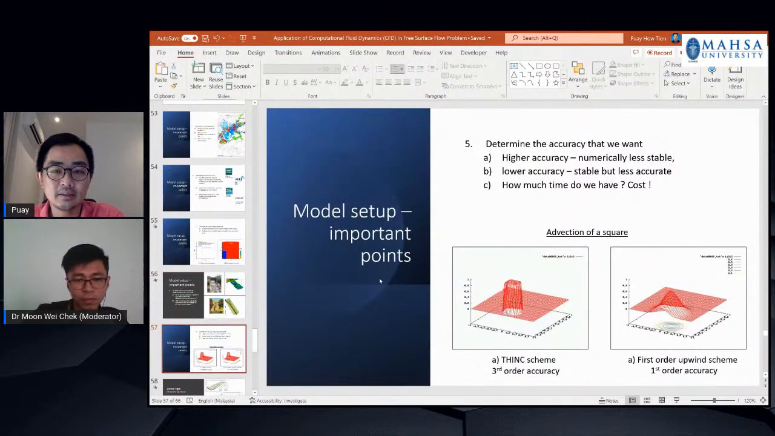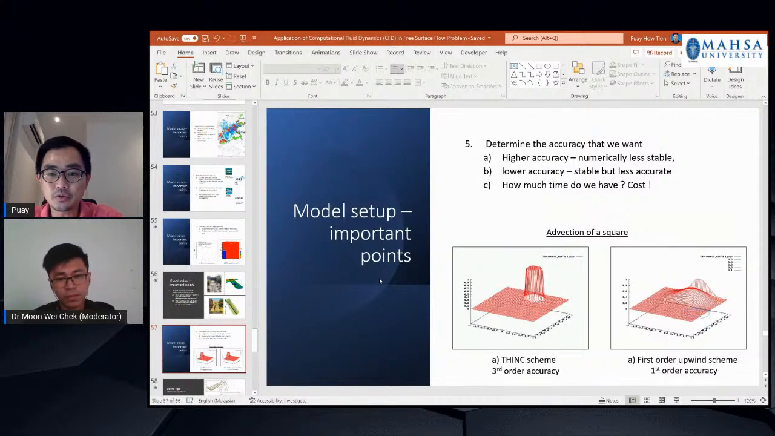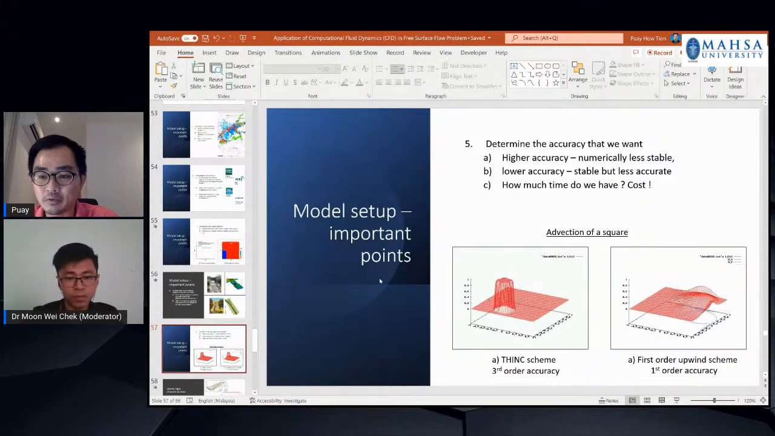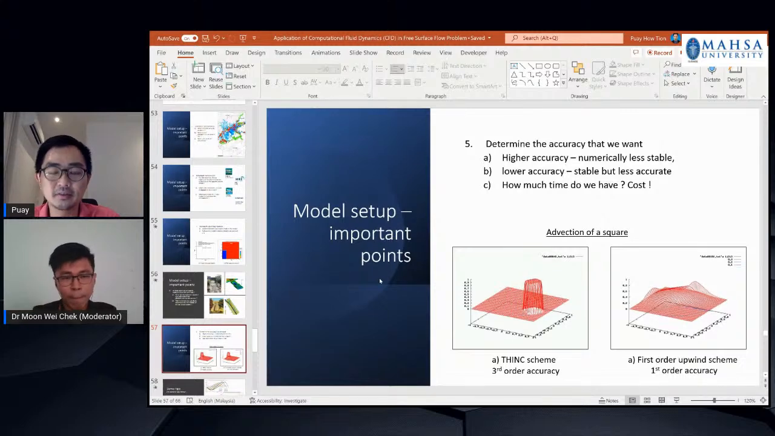Finally, we determine the accuracy that we want. If we choose a higher accuracy, it might be numerically less stable, so we might have problems when we run the model, but of course it will give you a very accurate result. For example, here we have an animation of the third order and the first order. In the third order one, you can see that the height of the scalar property is being conserved when it is being advected around in a circular motion.